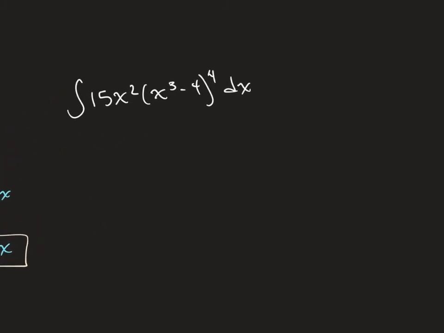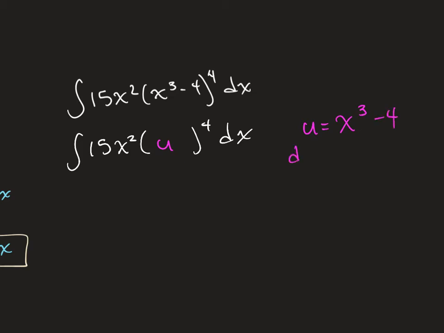Well, let's do example 2. In this case, we're going to make this 15x squared. My u is going to be x cubed minus 4. du dx is then 3x squared.